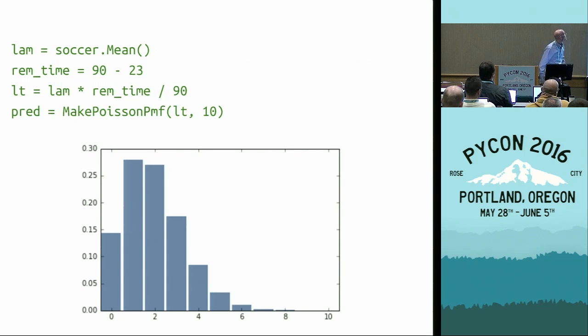What is the 10 upper bound? Great question. I arbitrarily cut the distribution off at 10 because it was so unlikely at that point that it was essentially 0. Good? All right.